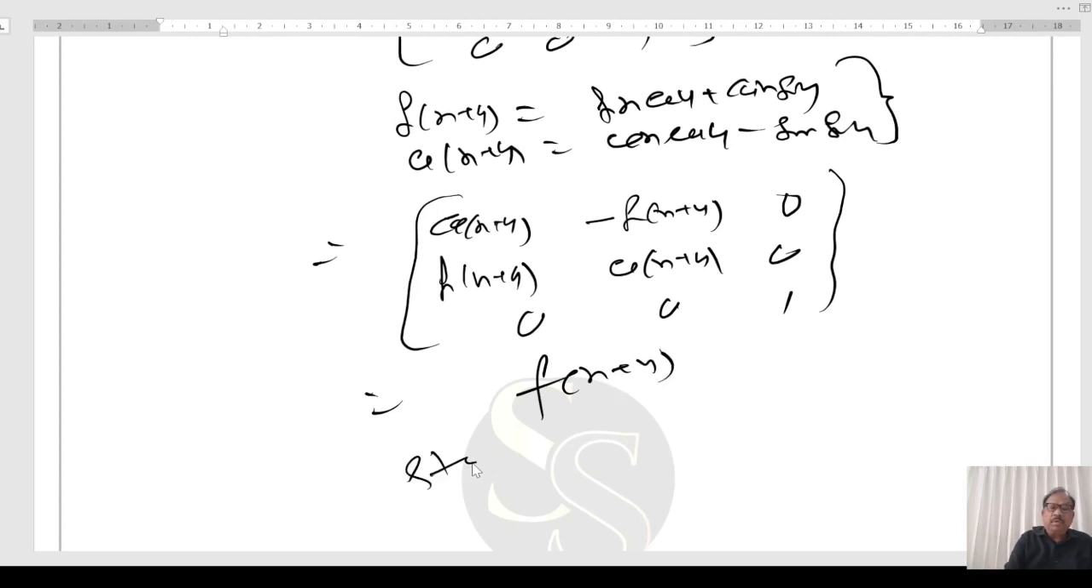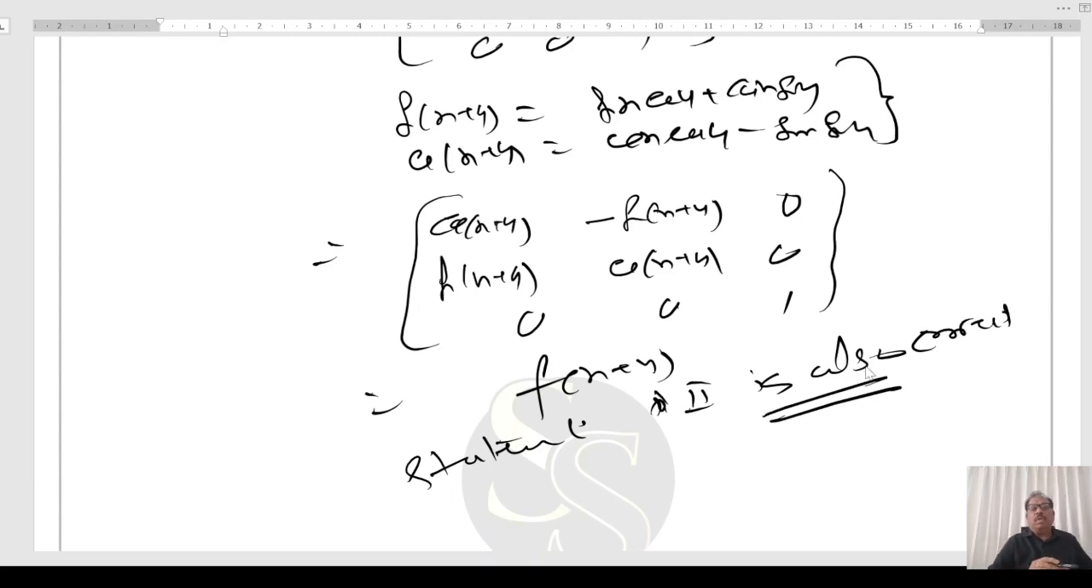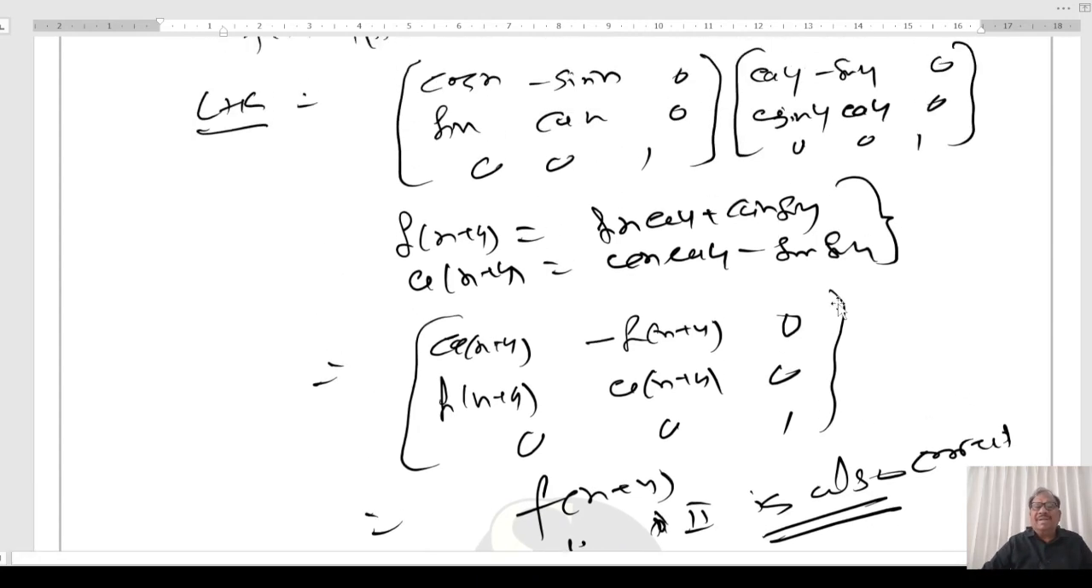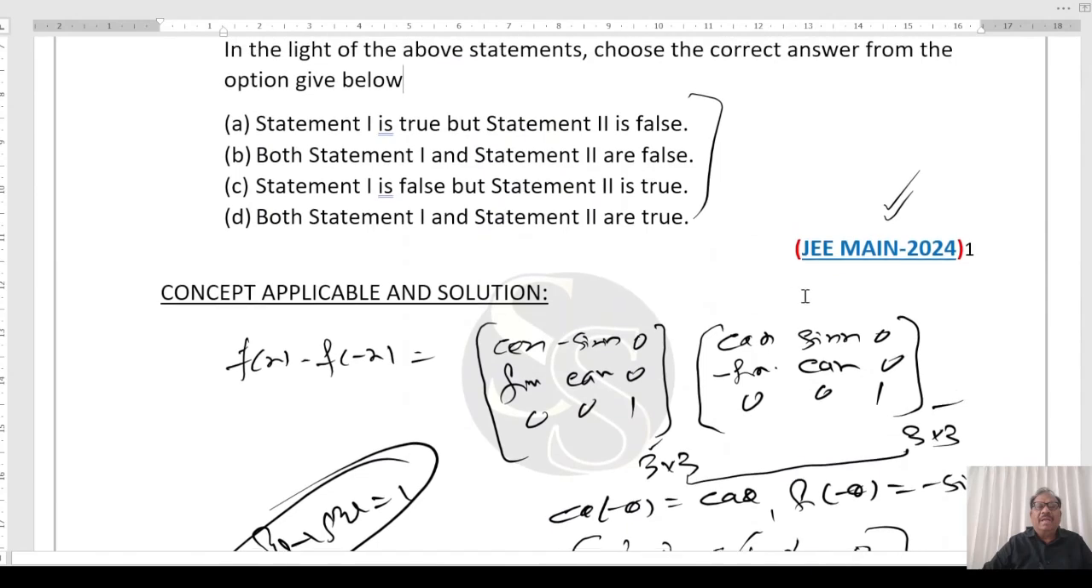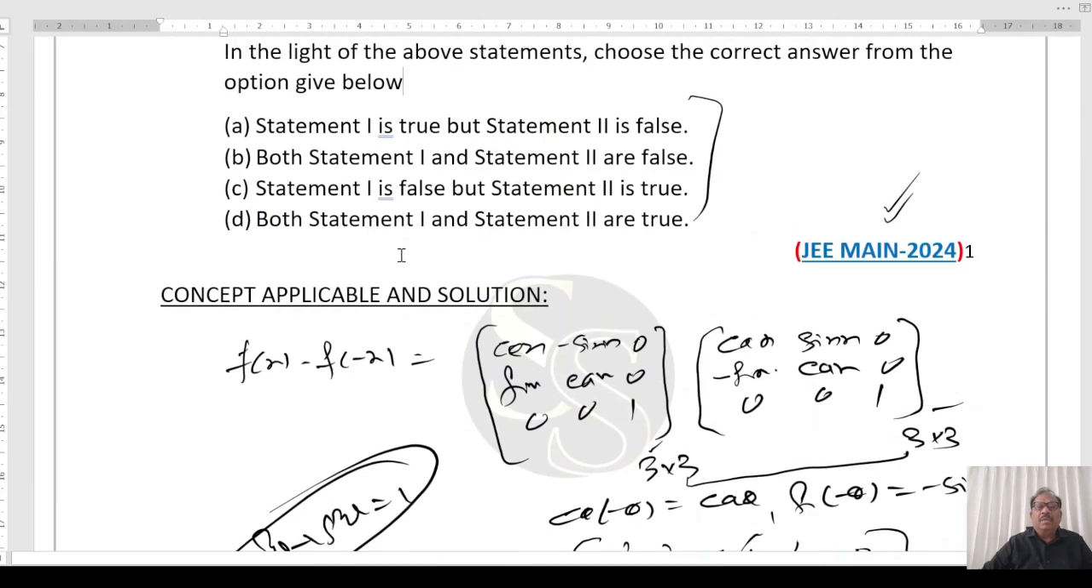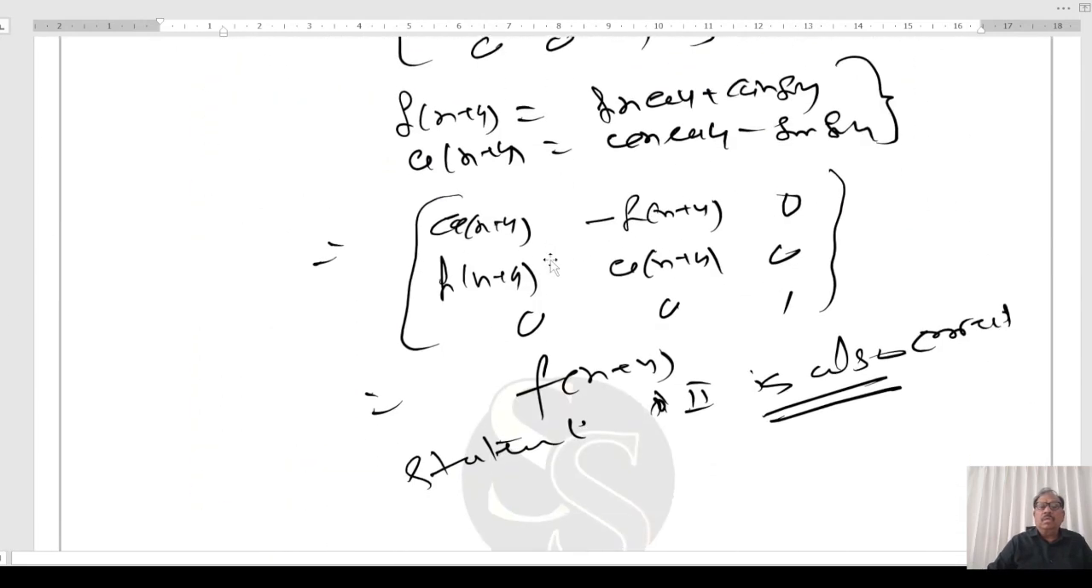Means statement 2 is also correct. Choose the answer in which both statements are correct. Both statement 1 and 2 are correct. D is the correct answer.